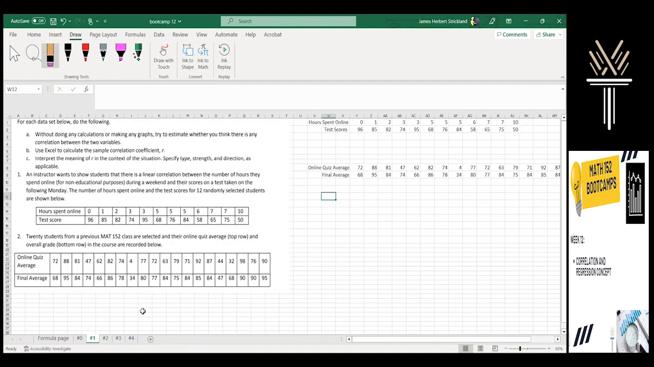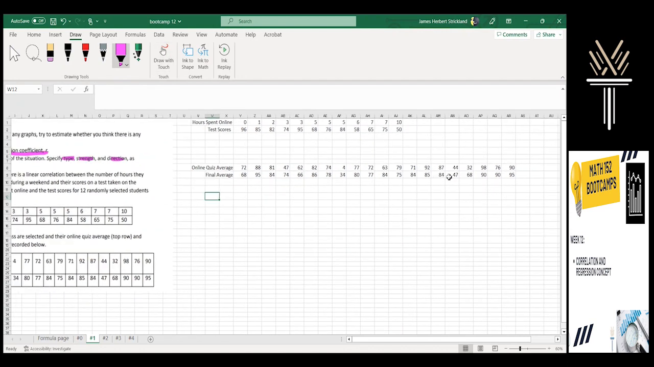Okay. Now we're being asked to determine the correlation between two variables without any calculation whatsoever. And then, of course, we will do the calculations just to verify, and there it is. They want to talk about the type, strength, and direction. And so we'll do that too.